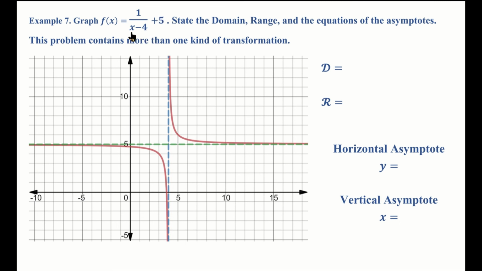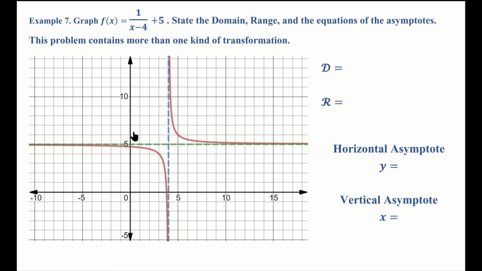So what does this function do to the graph of f of x equals 1 over x? It does both. It moves it 4 units to the right and then 5 units up. So in other words, the easiest way to do this is to start at 0, 0, go 4 units to the right, 5 units up, make yourself a new pair of axes. These would be called the translated axes.